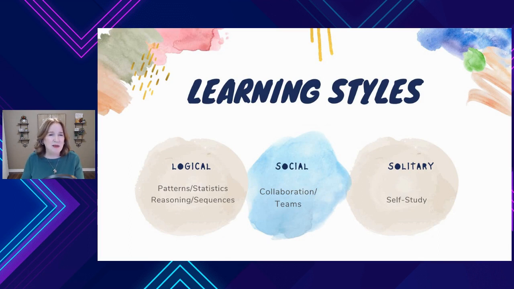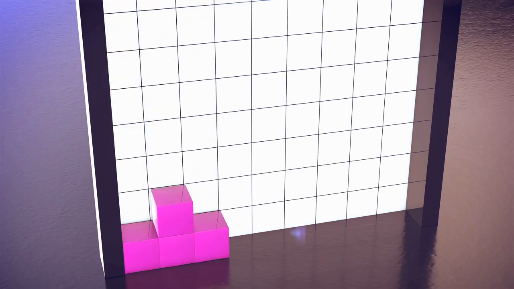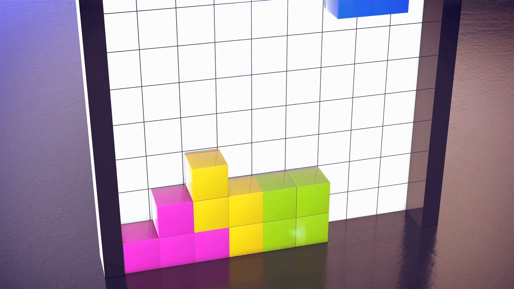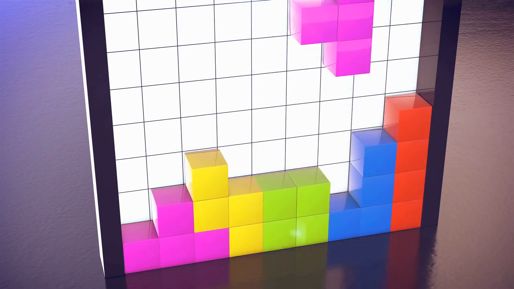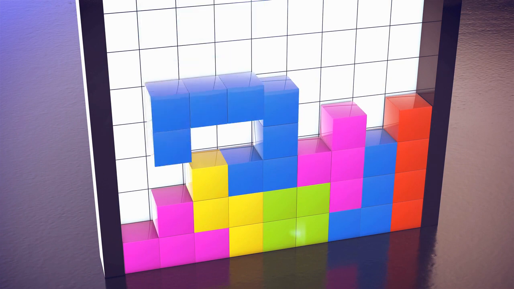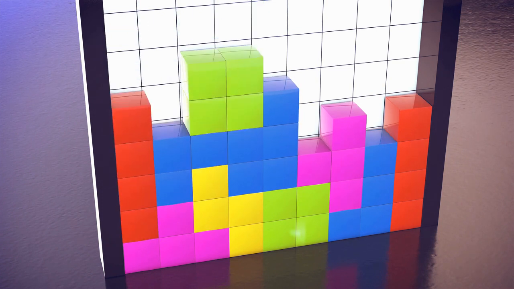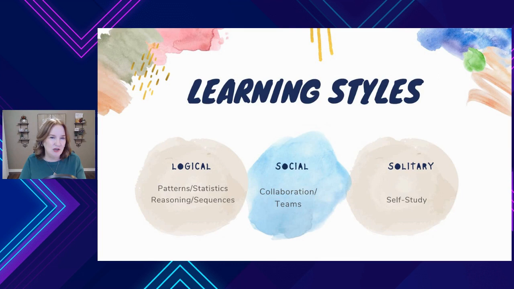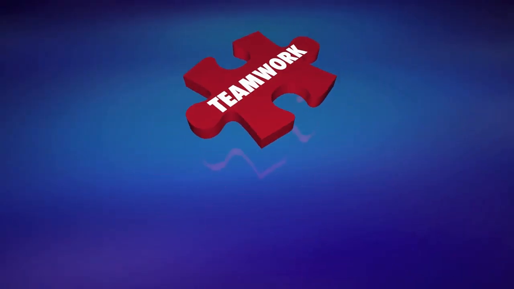We have those people that are so logical that need everything statistically. They need to know, well, what's the reasoning behind that? And also the sequences. Now, these learning styles are really good for you to know if you are having your students have homework. So if they have homework, these are the three best learning styles that you need to really understand. Social collaboration in teams.